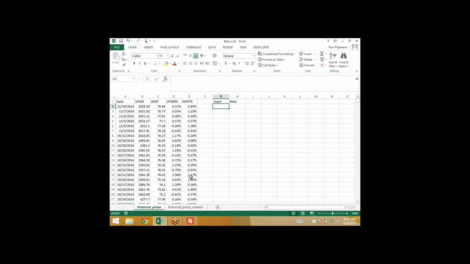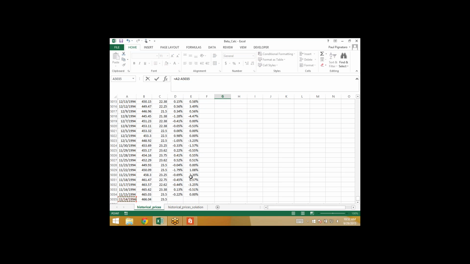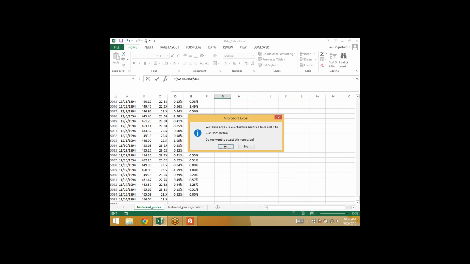So just so I know I'm on the same timeline, I'm going to count the years. I'm just going to do equal to the first date minus the last date. So I'm going to go over to date. I'm going to hit Control page down to get me to the last date. And I'm going to put parentheses around this formula, divided by 365 days. That's going to count the years for me. There are other ways to do that.